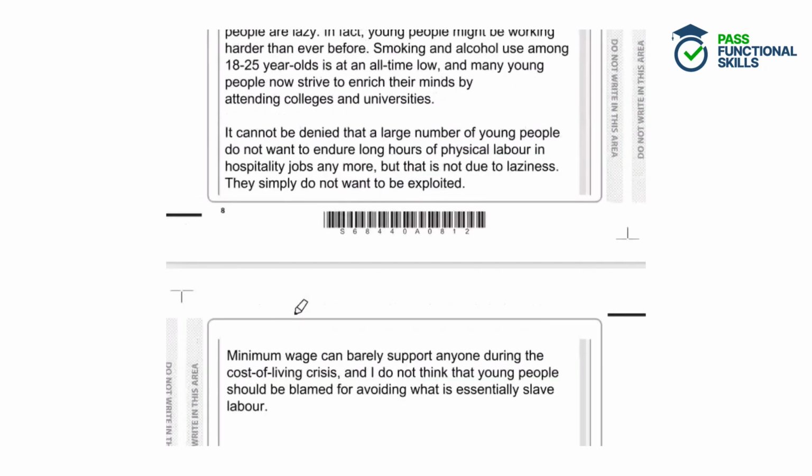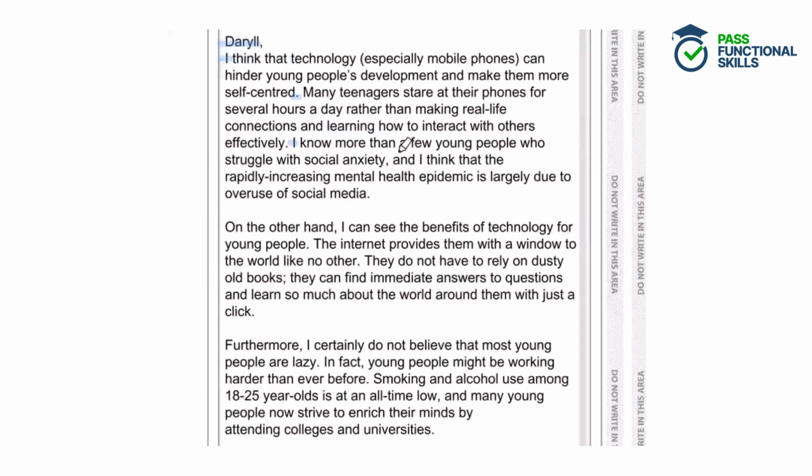We've also got a range of punctuation including commas. So commas have been used to add new ideas to sentences. So for example, I know more than a few young people who struggle with social anxiety, and we've used a comma there to add an idea that the mental health epidemic has resulted from that. We've also got a possessive apostrophe used here. You need to make sure that you know how to use apostrophes correctly. So development belongs to the people, the young people. So we've used an apostrophe there.